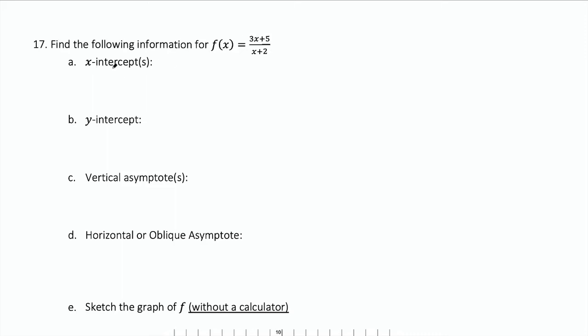function. Let's find the x-intercepts, which are the zeros of the numerator from our reduced fraction. Of course, this fraction is already reduced, so we take our 3x plus 5 and set it equal to 0. If we subtract 5 from both sides, we get 3x equals negative 5. And then divide by 3, you get x equals negative 5/3. So our x-intercept is the point negative 5/3, comma 0.